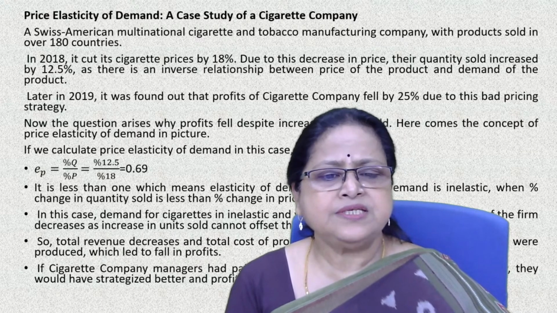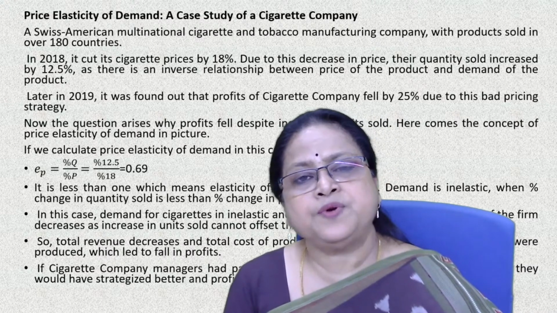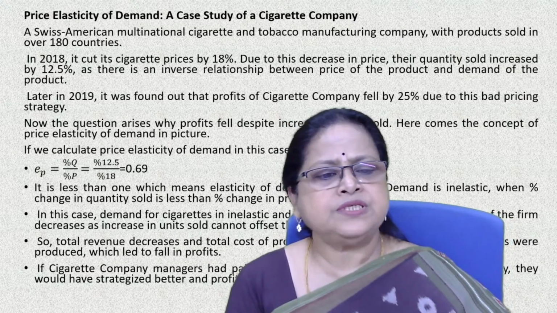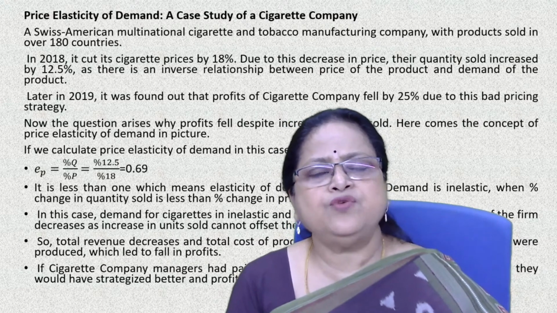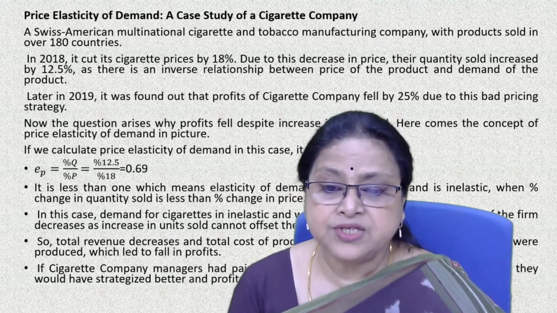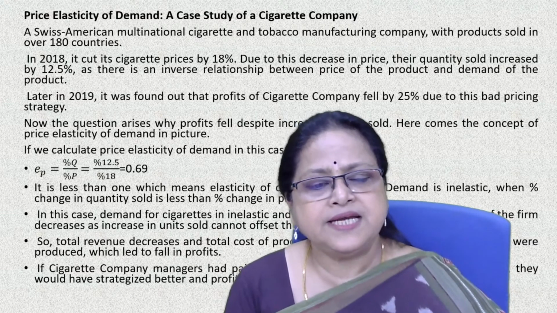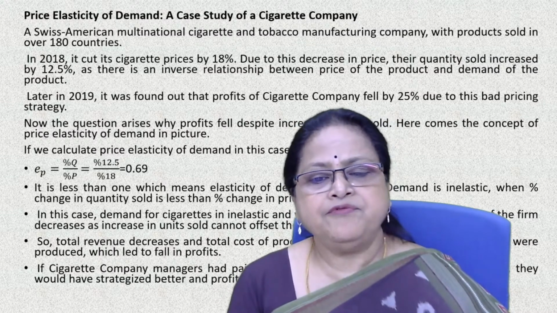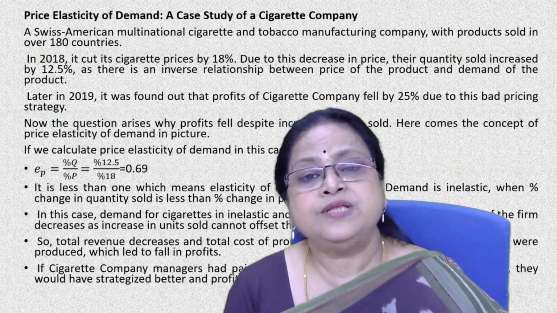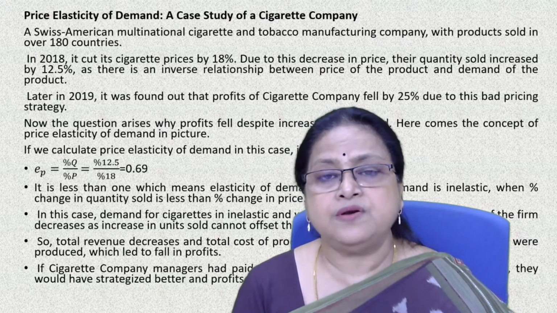In this case, with demand for cigarettes, total revenue decreases and total cost of production increases because more cigarettes were produced, which led to a fall in profits. If cigarette company managers had paid attention to the economic concept of elasticity, they would have strategized better and profits would not have fallen. Their strategy became a little bad because they did not take the concept of elasticity into account.